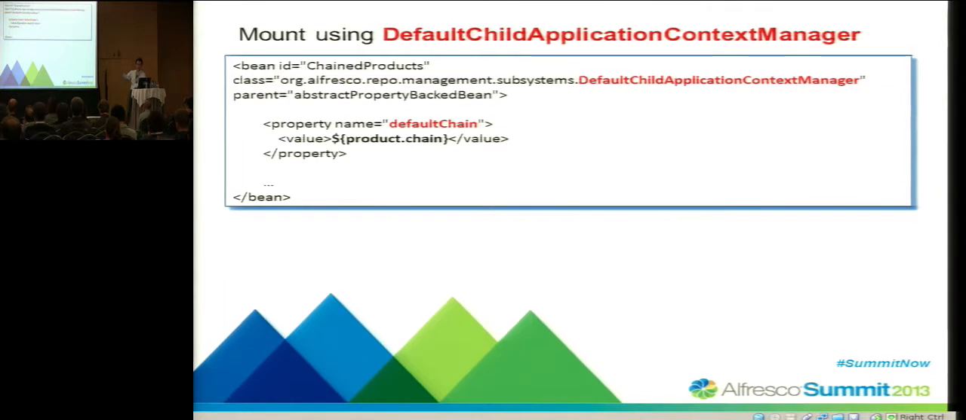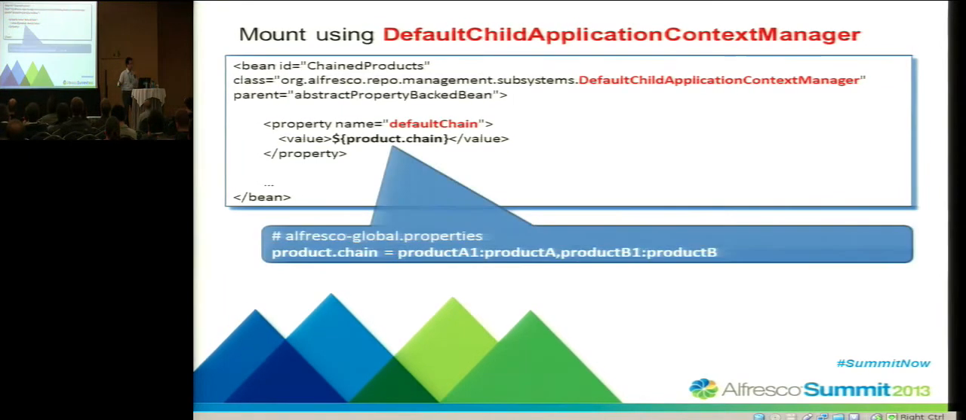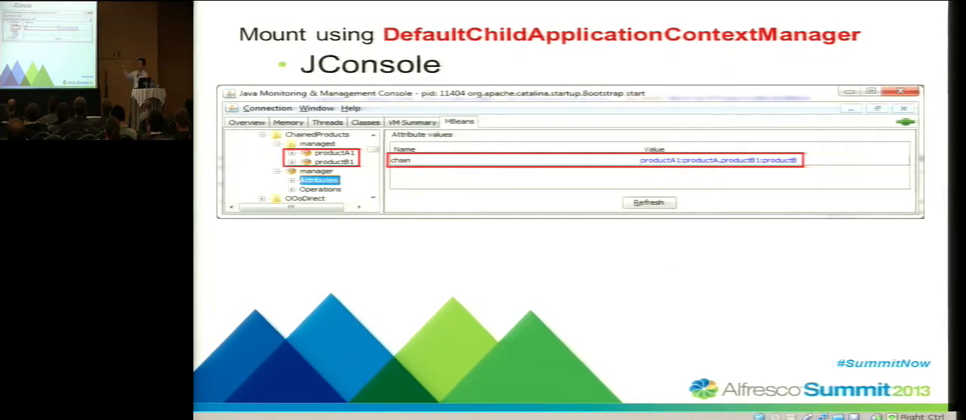So here is an example of how to mount using the default child application context manager. You pass in that parameter in your alfresco-global.properties in that particular order that you want the system to start up, and automatically it appears in the JConsole with that parameter passed in.